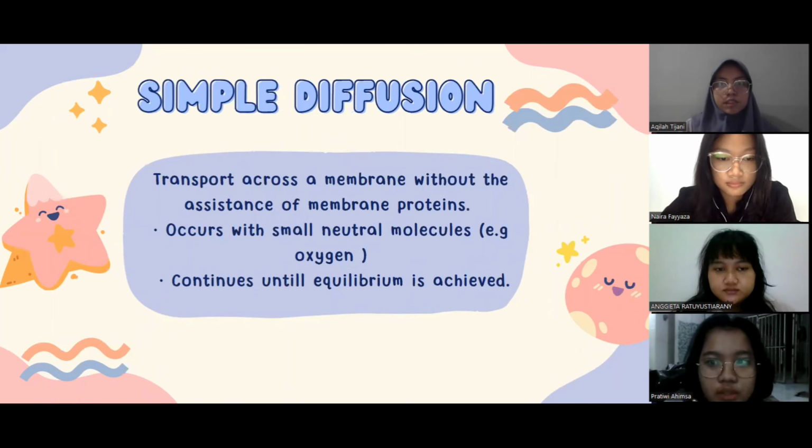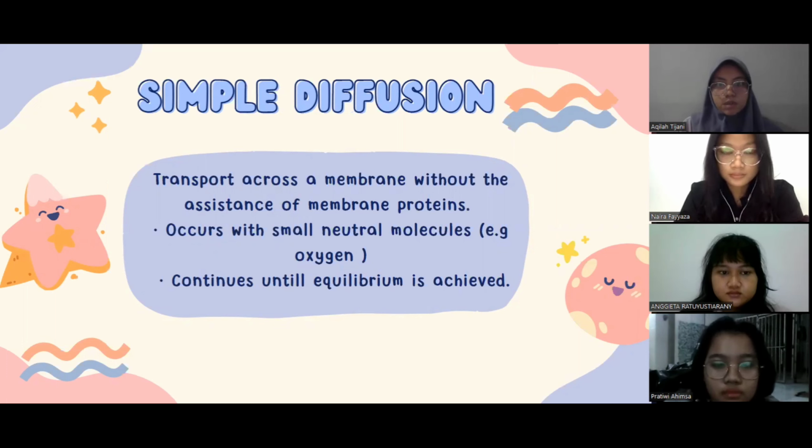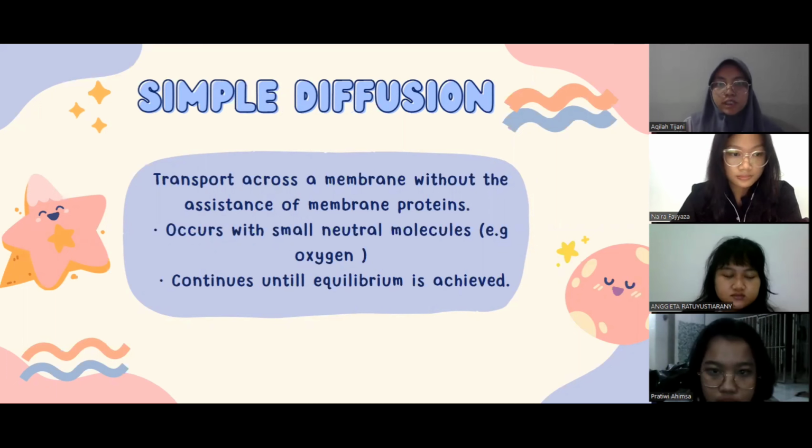Next is simple diffusion. Transport across a membrane without the assistance of membrane proteins occurs with small neutral molecules, for example oxygen, and continues until equilibrium is achieved.